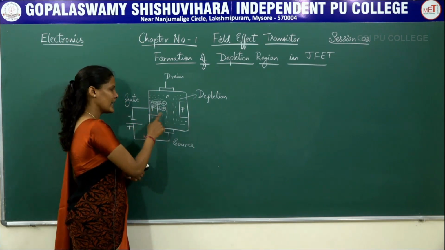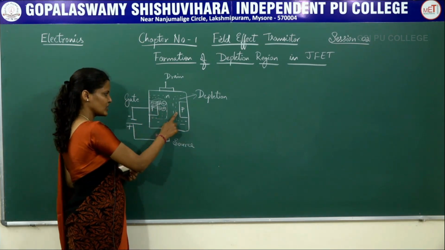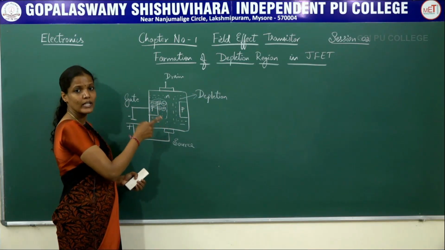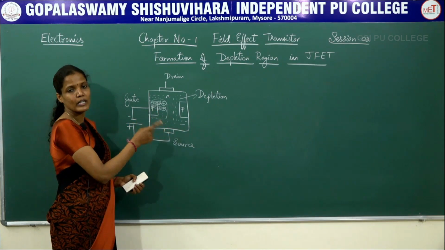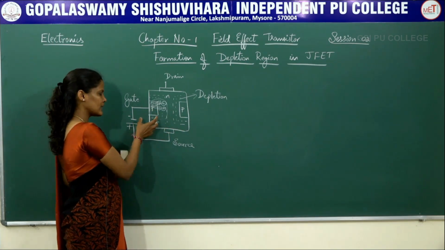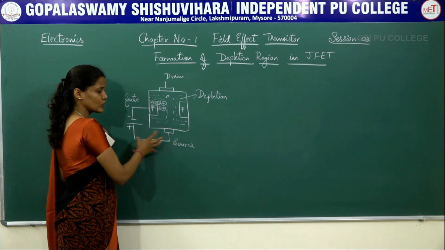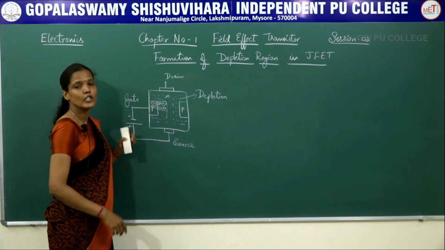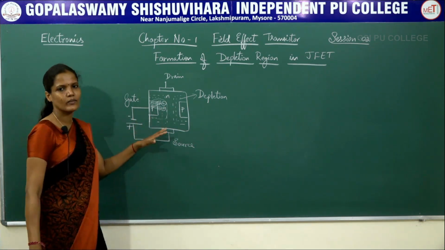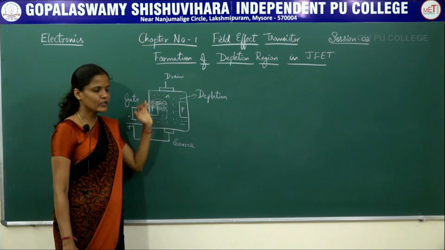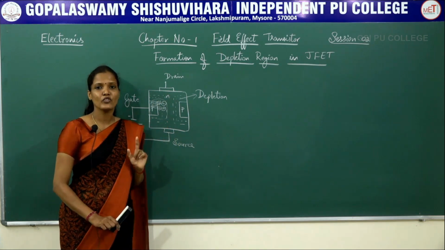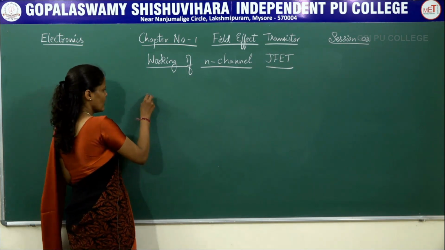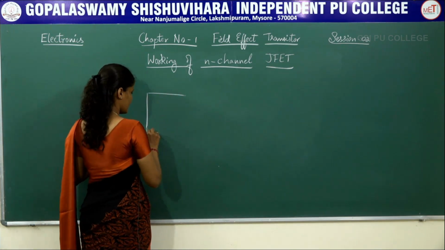There will be formation of two PN junctions in this N-channel JFET. These PN junctions have to be reverse biased in order to form a depletion region. How do we apply that reverse biasing condition? Between the gate and the source, we connect an external voltage source that reverse biases the two PN junctions, which leads to the formation of the depletion region. Next we are going to see the working of the N-channel JFET. Let us draw the diagram first.